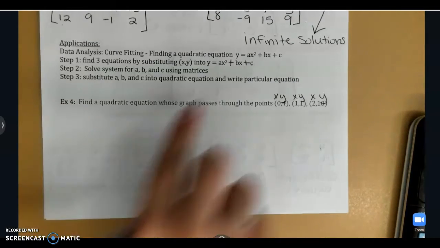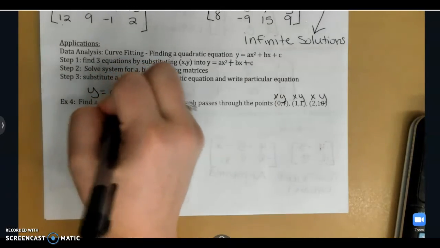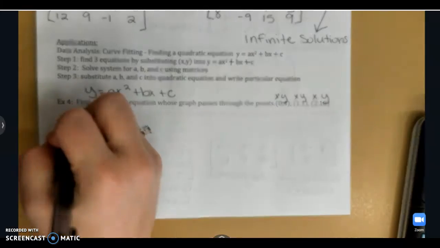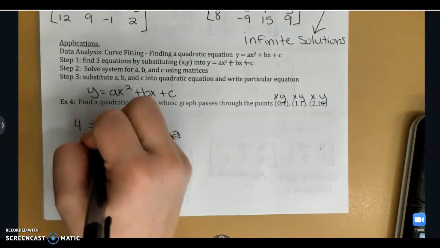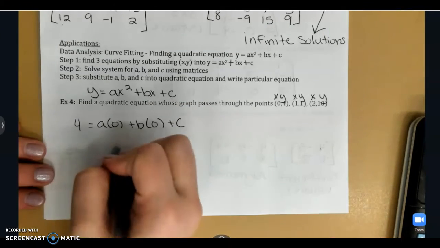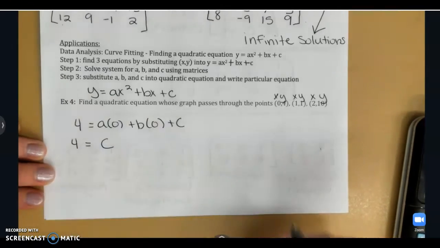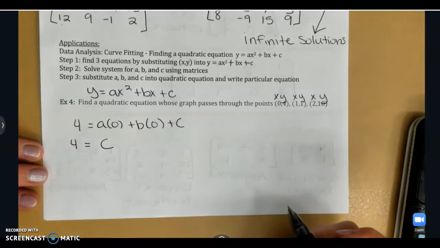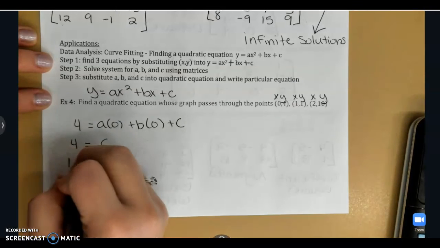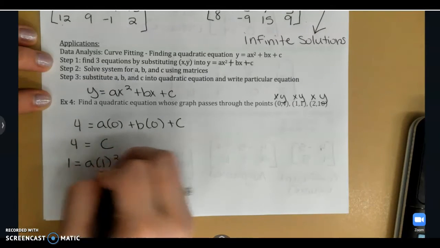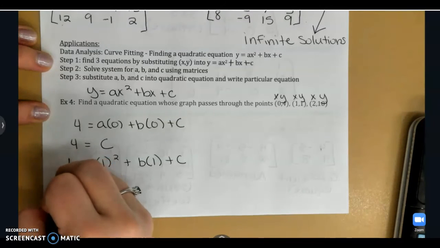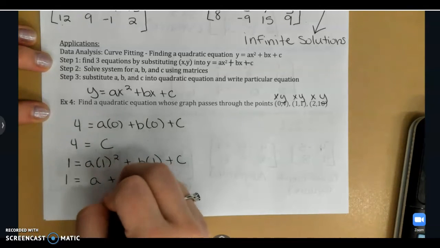and y values. So again, we're using y equals ax squared plus bx plus c. So for this first point, y is 4 and x is 0. So a times 0 plus b times 0 plus c. So my first equation is going to be 4 equals c, because 0, 0, c. Then my next equation, I'm going to use the point 1, 1. So 1 is equal to a times 1 squared plus b times 1 plus c. So that equation is going to be 1 is equal to a plus b plus c.